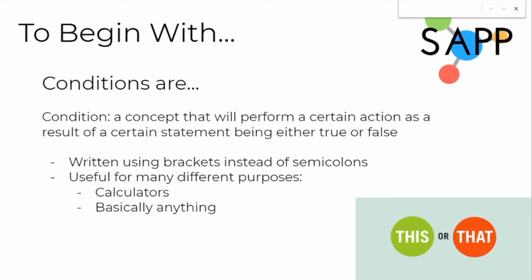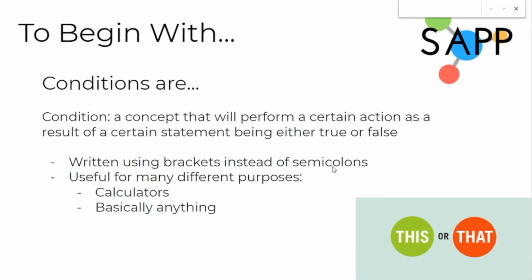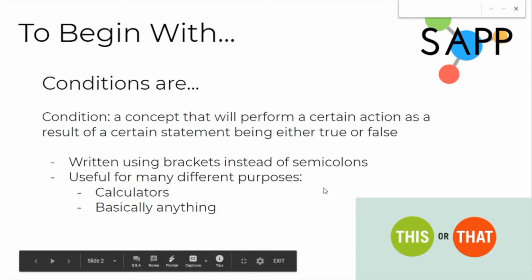rest command. Another thing about conditions is that they normally end in brackets, like most methods, like the main method, instead of semicolons, like when you declare a variable or when you tell a system to print something. And in terms of usage, conditions can be used for a variety of different purposes. You can make a restaurant app or a calculator, basically anything.